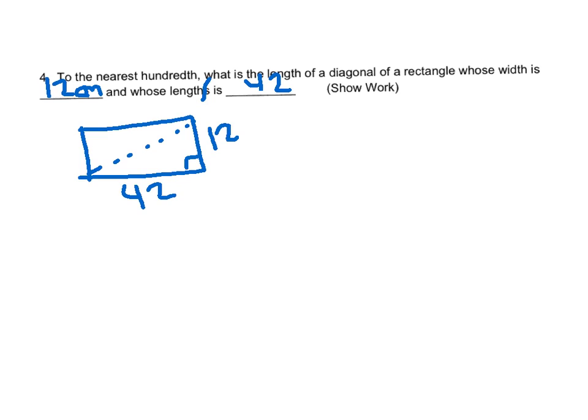You are allowed to use a calculator on this, but I still would like to see your equation set up, as well as the substitution involved, and the final radical that you are going to use to determine the actual value.